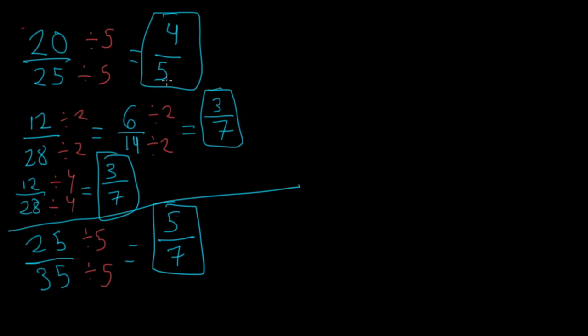So this is how we use equivalent fractions and our rule, whatever you do to the top, you do to the bottom, in order to simplify or reduce fractions.